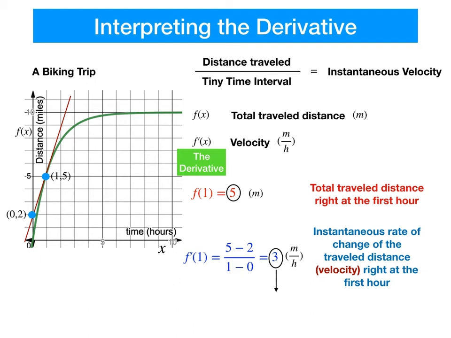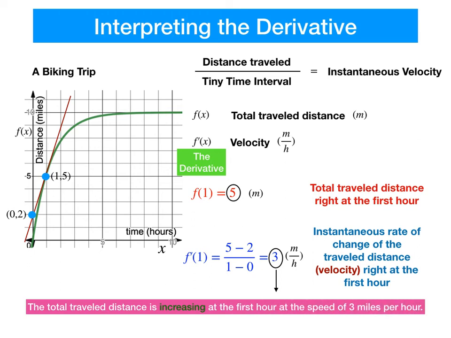If I want to translate this result, I would say that because 3 is a positive number, and you see a positive slope, the total travel distance is increasing at that point, at the first hour, at the speed of 3 miles per hour. So the instantaneous rate of change of my travel distance at the first hour is 3 miles per hour.